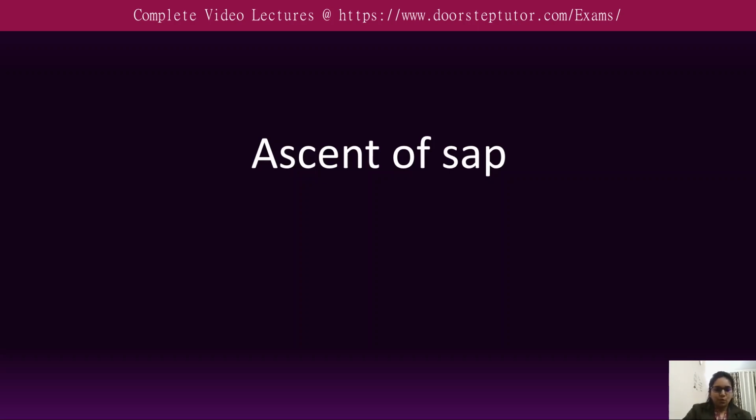Ascent of sap. So we have discussed the translocation or absorption of water, how it is radially absorbed through the root hair and then radially moved to all parts of the plant. So in this lecture, we'll discuss the different composition of the xylem, the structure, the ascent of sap, the transpiration, and the factors which are affecting the transpiration processes.